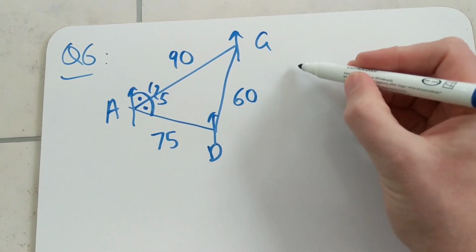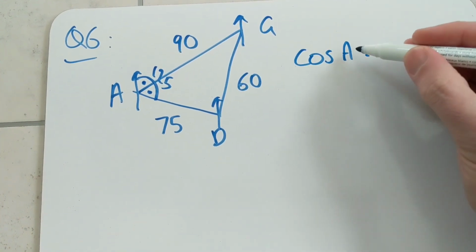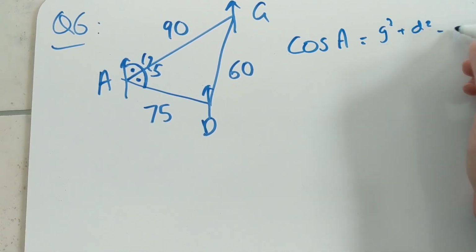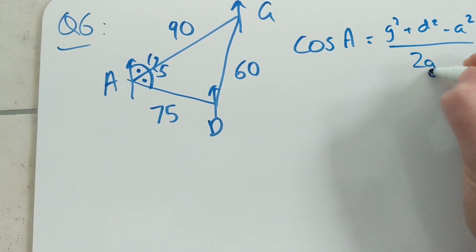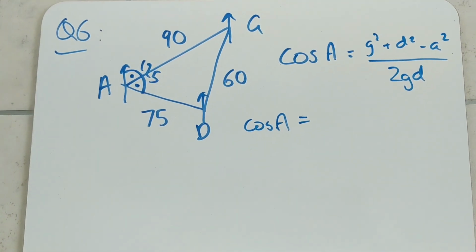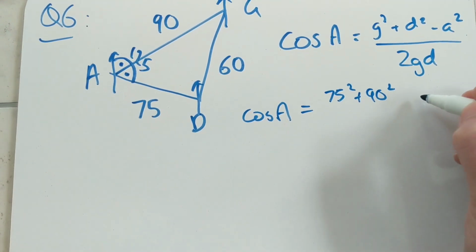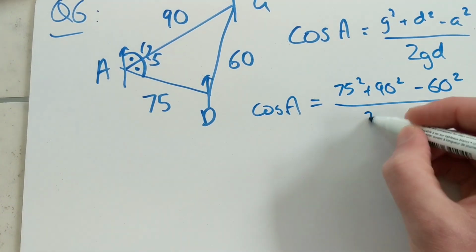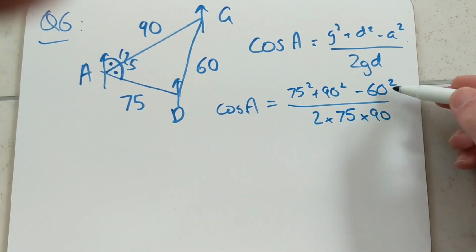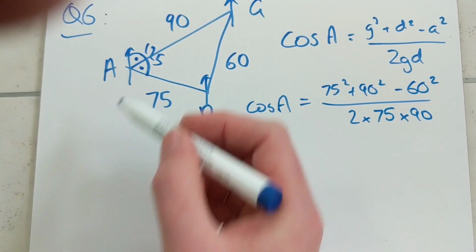So our next step is to use the cosine rule, and we're finding an angle, so it's cos A equals, and when it's big A's there, the little a's got to be at the end, so it'll be G squared plus D squared minus A squared over 2GD. So that would look like cos A equals, let's put in the numbers carefully, 75 squared plus 90 squared, and then take away your 60 squared at the end, over 2 times 75 times 90. Has to be the 60 in that position, because that's the little a across from the big A.